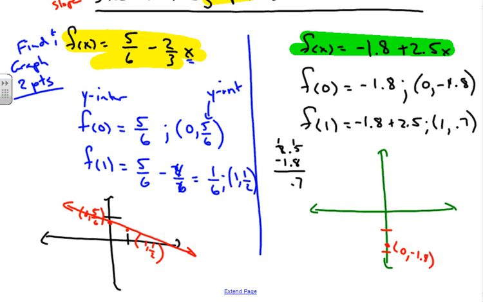Next one we have right here is going to be 1 and 0.7. So 1 and 0.7, which is going to be approximately about right here. Connect your dots. If you have a straight edge, that'd be really great. Draw a straight line, and there's your line. That's how you graph a line. 2 points, and graph it.